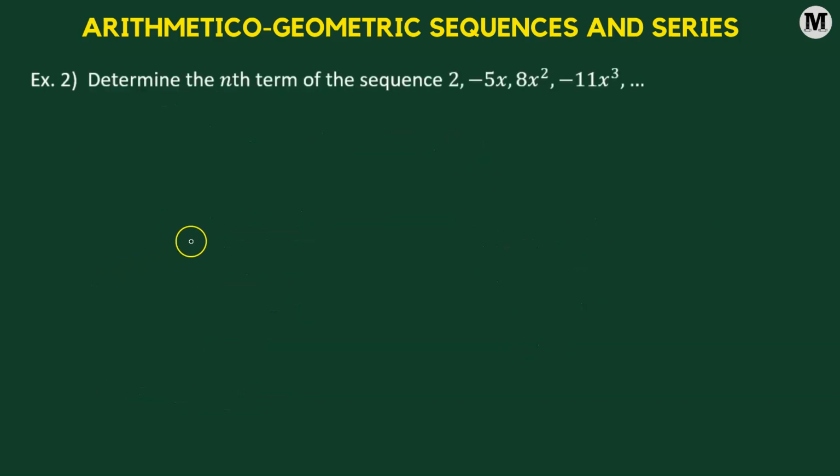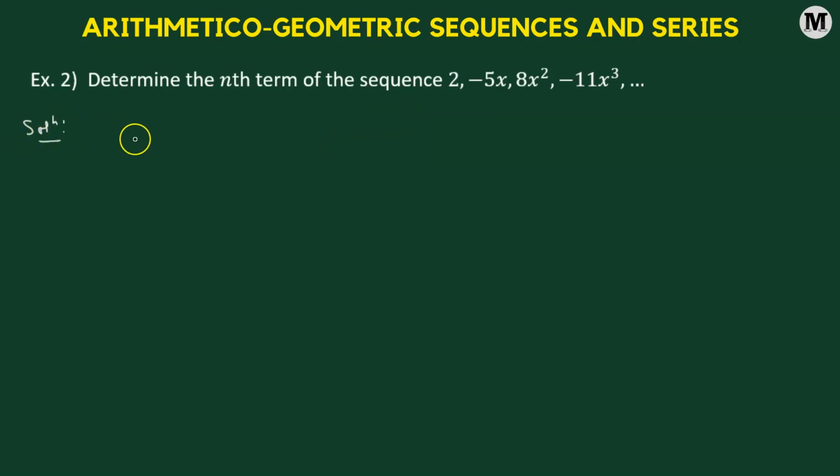Here we need to determine the nth term of the sequence 2, negative 5x, 8x squared, negative 11x cubed, and so on. Now, this is neither an arithmetic sequence nor a geometric sequence. However, we'll try to break it down such that one of the sequences is arithmetic and the other is geometric. Let's try to break it down.